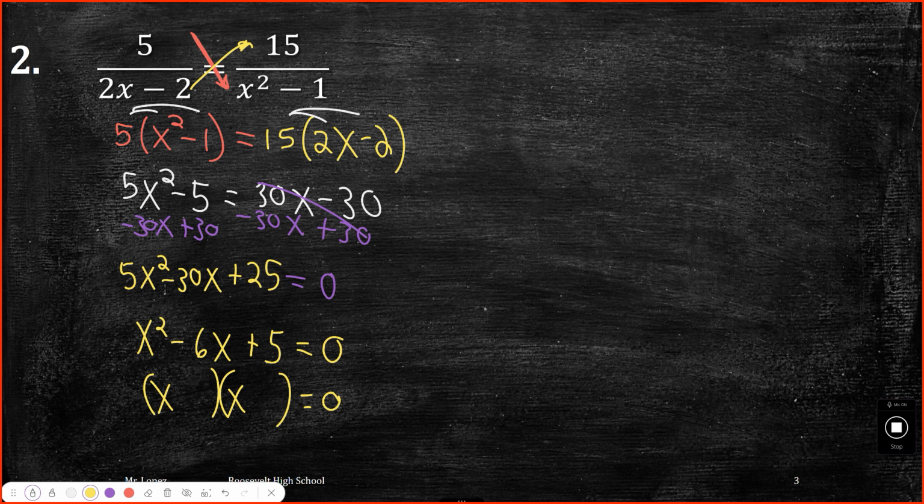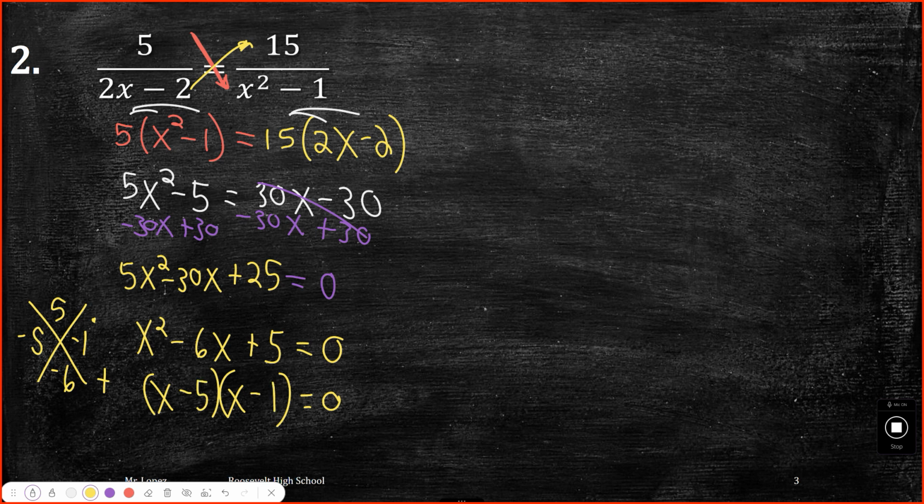Let's do the x method. Bottom of the x is going to be negative 6. Top is 5. What are the two numbers that multiply to 5 and add up to negative 6? Is negative 5 and negative 1? Negative 5, negative 1, and a negative times a negative is a positive 5. Yep. So it's going to be negative 5 and negative 1.